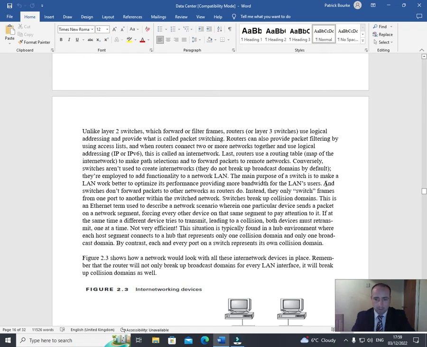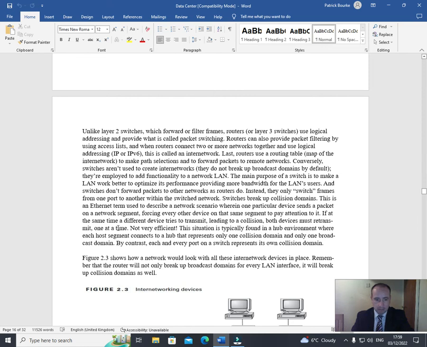The main purpose of a switch is to make a LAN work better, to optimize its performance, providing more bandwidth for the LAN's users, and switches don't forward packets to other networks as routers do. Instead, they only switch frames from one port to another within the switched network. Switches break up collision domains. That is an Ethernet term used to describe a network scenario wherein one particular device sends a packet on a network segment, forcing every other device on that same segment to pay attention to it.